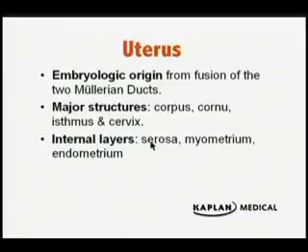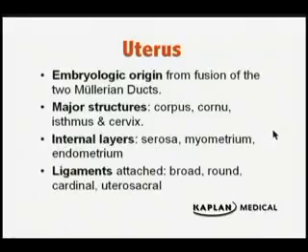The internal layers of the uterus are the serosa, which is the outer layer, which provides a smooth, lubricated surface where the structures in the abdomen, the bowel, and the viscera can slide easily over each other. The myometrium is a smooth muscle, which is the main part of the wall that contracts with labor, and the endometrium, which has to be very well supplied with blood in order for implantation of the early embryo.